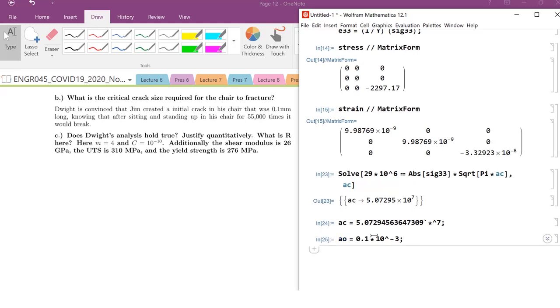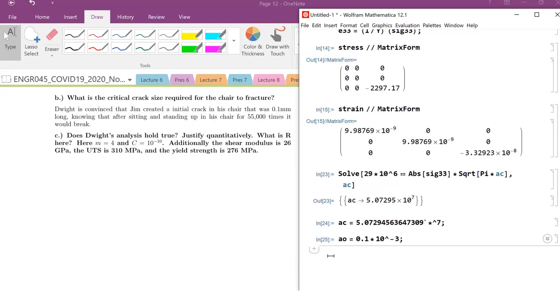Knowing that after sitting and standing up in his chair 55,000 times, it would break. So that's what Dwight is thinking: that Jim created an initial crack length, knowing that from fatigue it would eventually break after that 55,000th time. So we're going to see, is Dwight correct? Does his analysis hold true? So first it asks, what is R here?